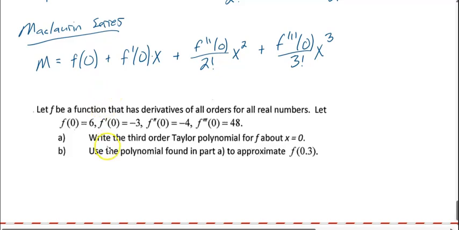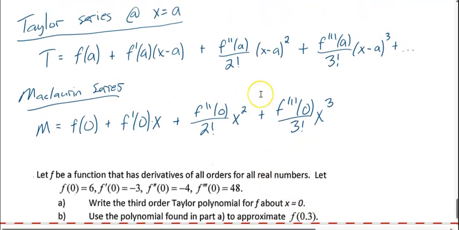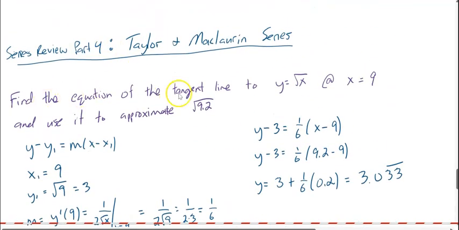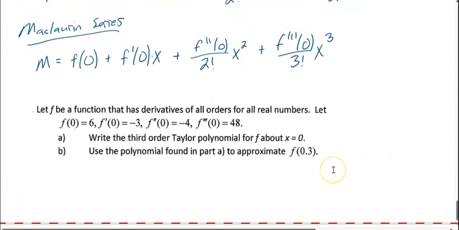And then it says, use the polynomial found in part A to approximate f of 0.3. Notice 0.3 is really close to 0. So it's just like this tangent line question. Find an approximation and then plug in the value that we have. So let's go ahead and do that, and I want to leave that there.